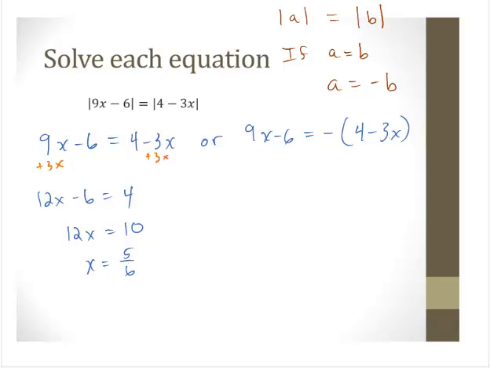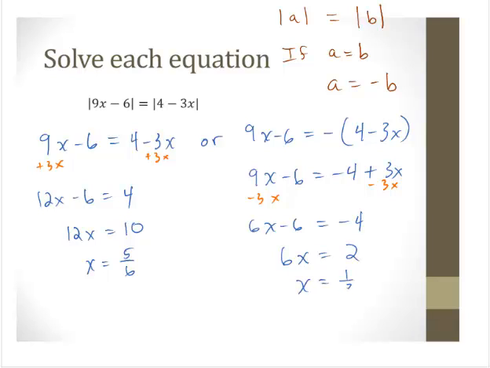Now what if they are opposites? Well, first let me distribute on the right-hand side. 9x minus 6 is negative 4 plus 3x. And now I'll subtract 3x from both sides, yielding 6x minus 6 is negative 4. I'll add 6 to both sides. 6x is 2, and I'll divide through by 6, and x is 1/3. So we get two solutions to the equation: x is 5/6, x is 1/3.